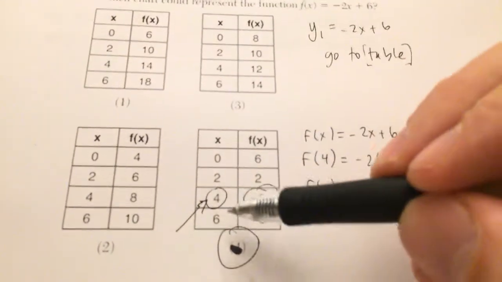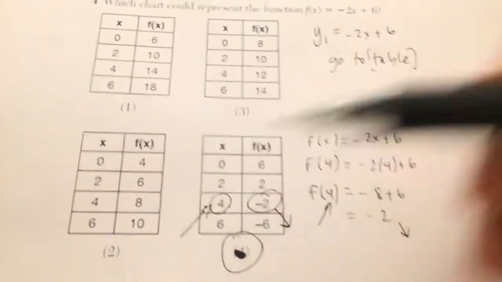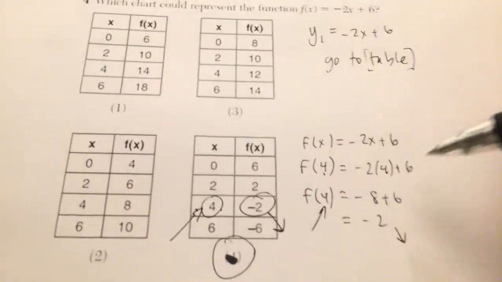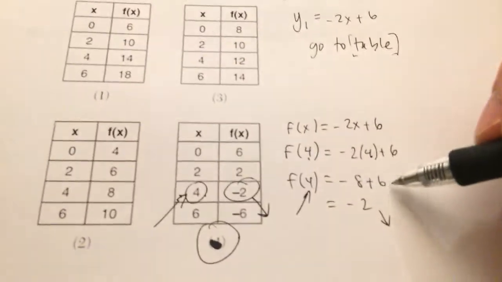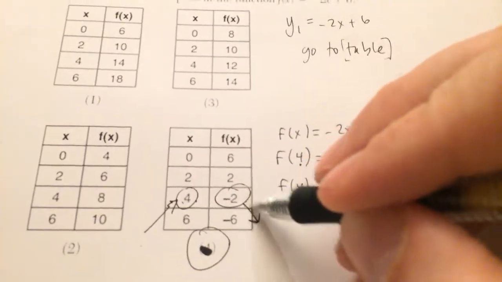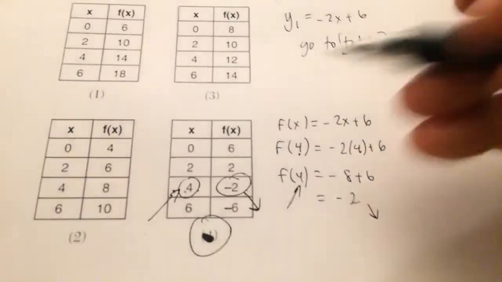So it's choice number 4 because, for example, if I picked my x value to be 4, I would plug in 4 for x, and when I simplify the right side of this equation, you notice that I get negative 8 plus 6, which is negative 2. Therefore, my input of 4 gave me an output of negative 2. Therefore, it's choice number 4.